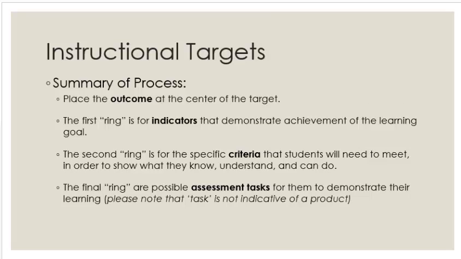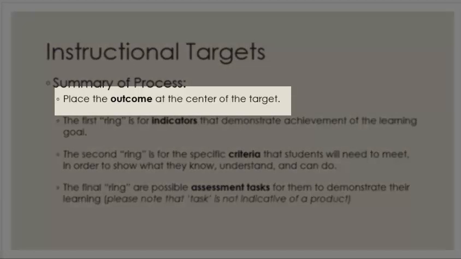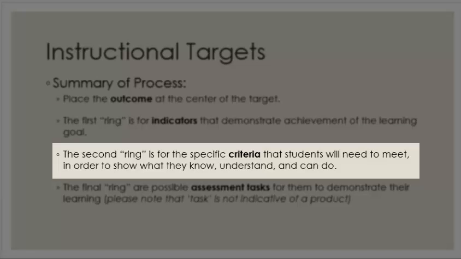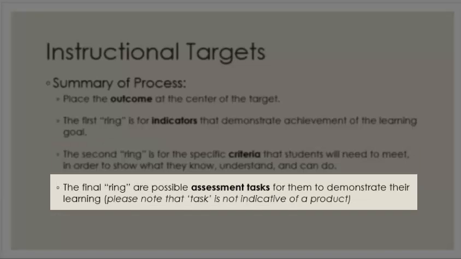The following is the summary of how to set instructional targets. As expected, the outcome is found at the very center of the target that we want our students to hit. Moving outwards from there are the indicators that we select and will guide us in determining what will be used as a demonstration that our students have achieved the learning goal. The next portion of the target is for the specific criteria that we're looking for in relation to the indicators. Finally, the outside section of the target is for assessment tasks that will showcase the students' learning.